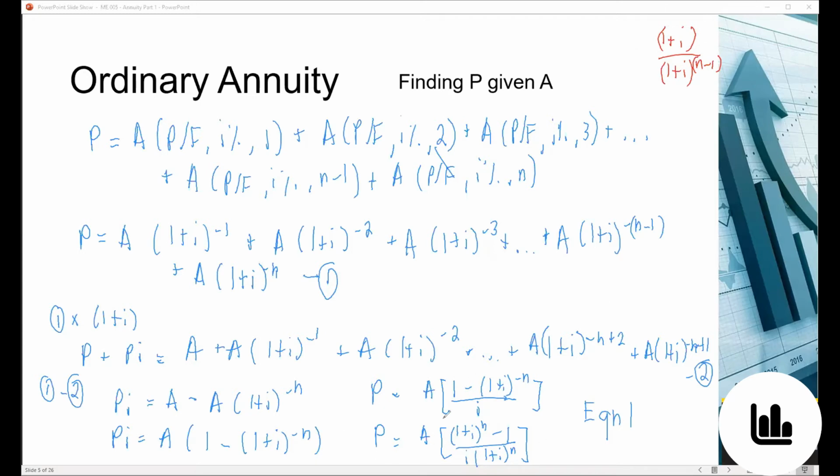So that will be the formula that you're using to solve for P given A. Okay? Next slide tayo.